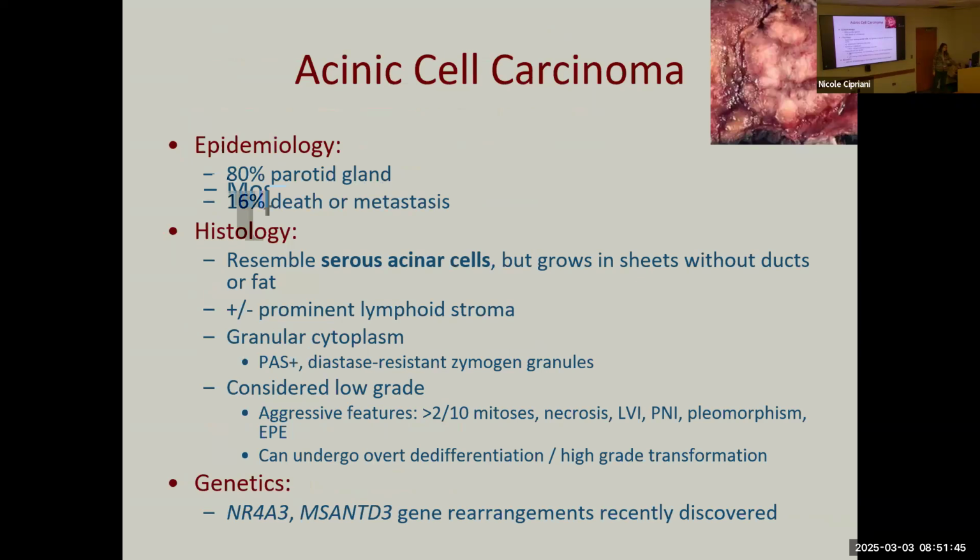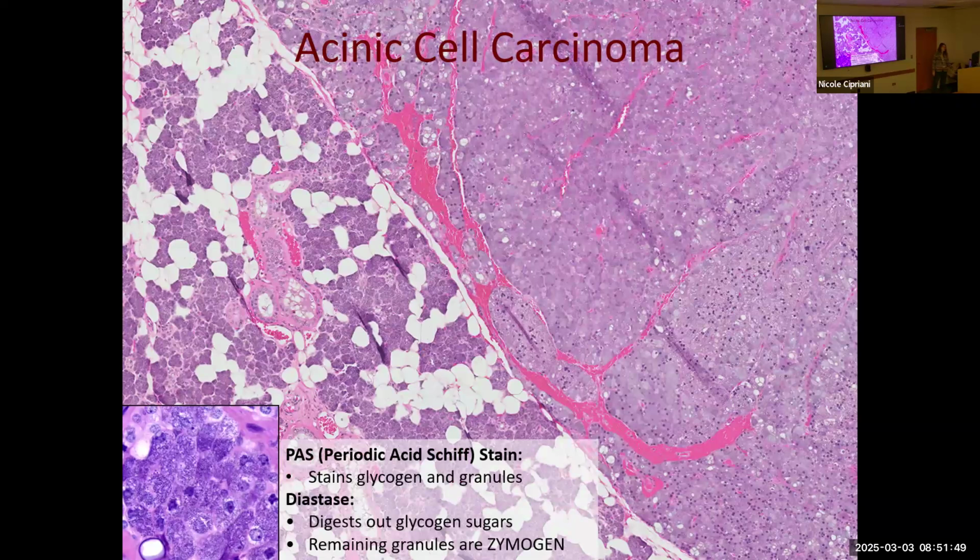Okay. Acinic is another one that is very overtly evident on low power because it is sheets of purple, right? It's sheets of serous acini without fat, without ducts. So for acinic cell carcinoma, if you want, you can do the PAS diastase here to pick up the zymogen granules. If, for example, you're dealing with a tumor that's zymogen granule poor, you think it's acinic, but you want to prove it, you can do the PAS diastase.